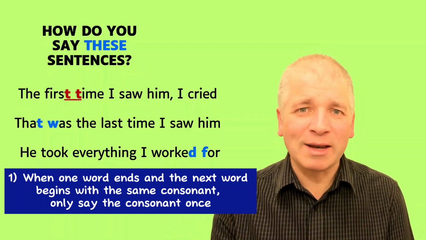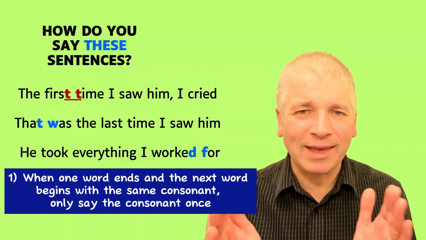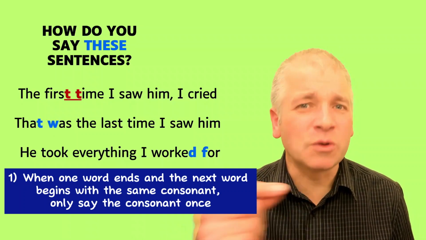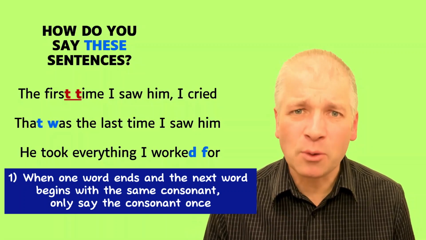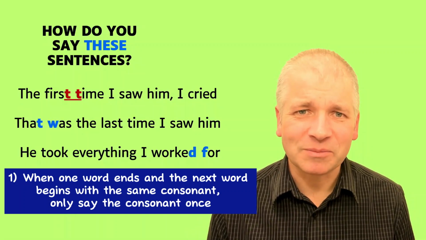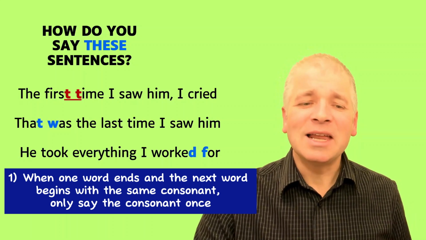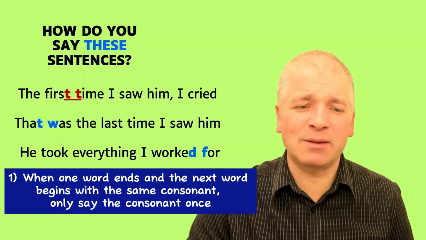Why don't you try it as I say it the next time? I'll count to 3. I'll say it. You say it at the same time. 1, 2, 3. The first time I saw him, I cried. Okay, now let's look at the next two examples.